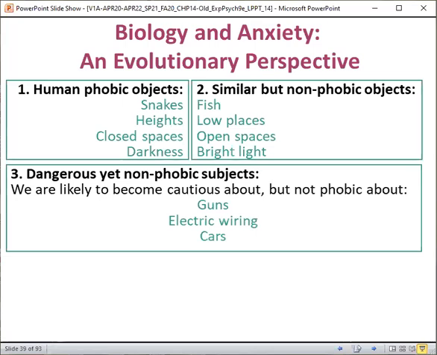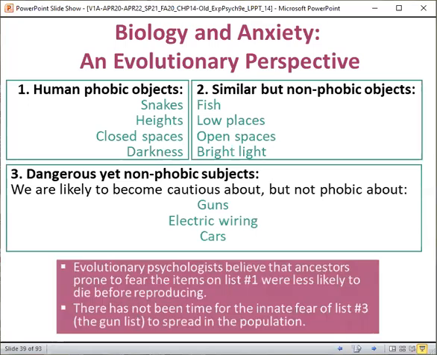The idea is that these most likely serve some sort of survival function, because similar but non-phobic objects, for example, we don't see people who are phobic of fish or low places or open spaces or bright light. So those things did not provide danger. Dangerous yet not phobic subjects, for example, we are likely to become cautious about, but not phobic about guns, electric wiring, and cars. Now, this is the explanation coming up here.